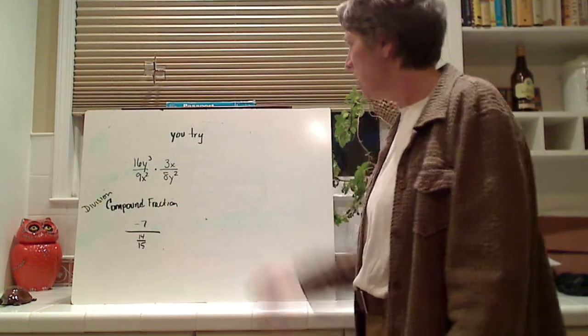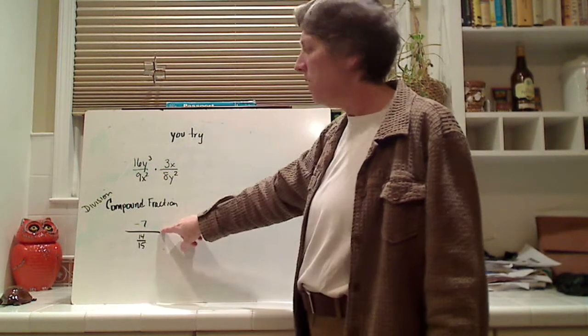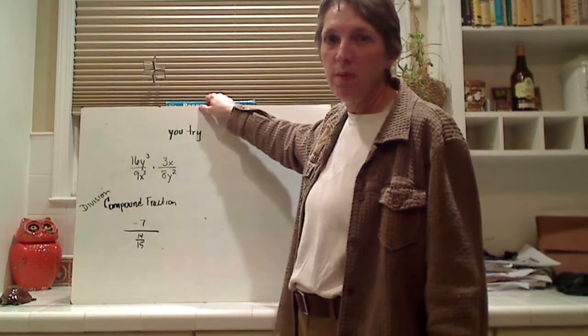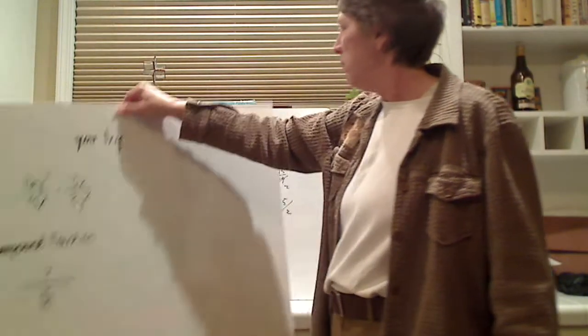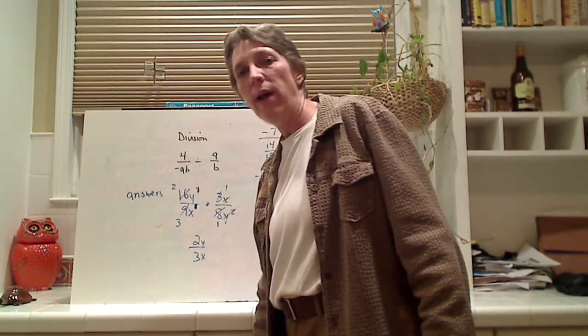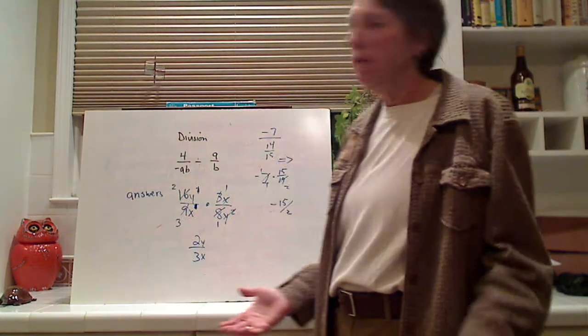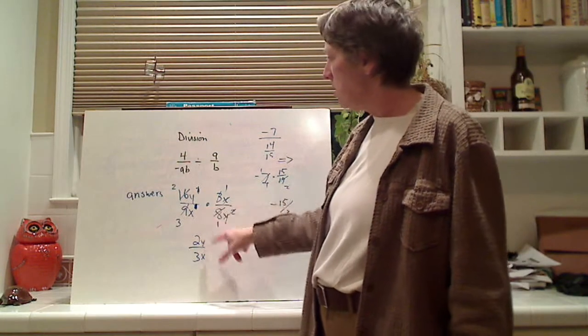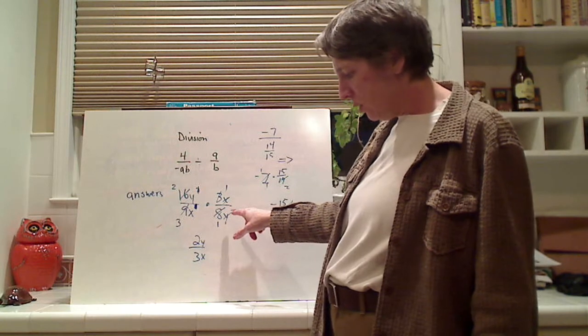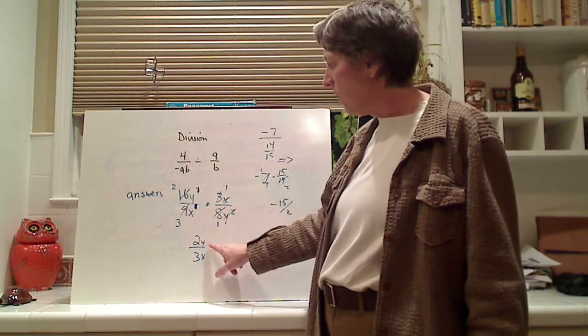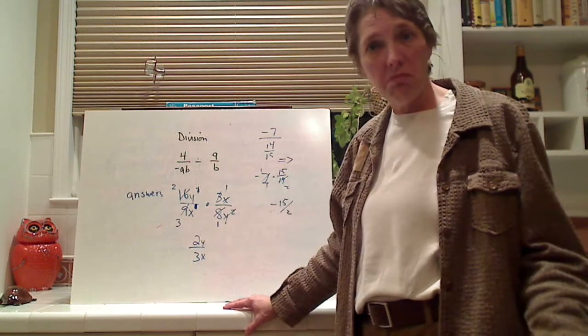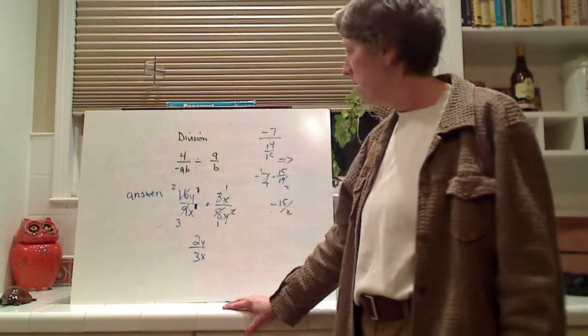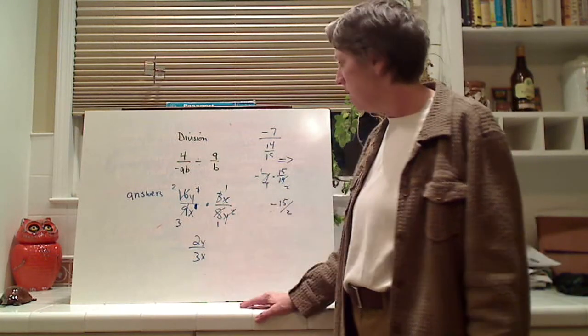Welcome back. Let's check it out. Well, this is what you're going to be doing, except that it's a compound fraction because it's a fraction divided by a fraction. You already know how to do that. It's just written a different way. All right, so let's look at this. Here's the work from 16y cubed over 9x squared. You should have gotten 2y over 3x. Yes? Good. I hope so. If not, look at my cross-canceling.